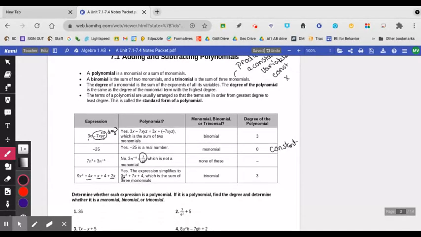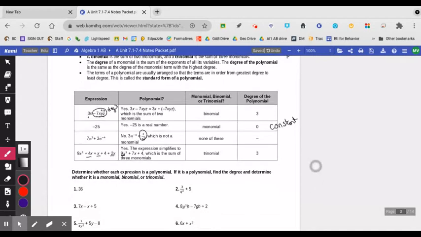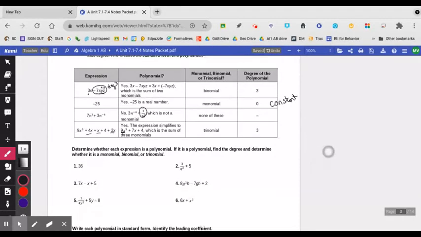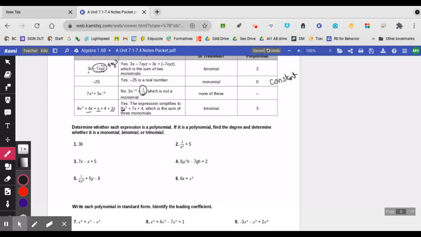So to determine whether each expression is a polynomial, if it's a polynomial, find the degree and determine whether it's a monomial, binomial, or trinomial. So number 1, yes, it's a monomial with the degree of 0 because it's a constant. Number 2 is no, because q squared is in the denominator.